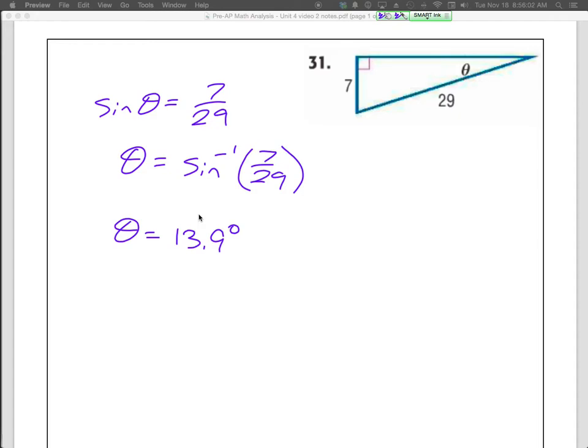So, what do we do first? Before the sine, we identified the two sides that we were given, the hypotenuse and the opposite. So identify your two sides, then determine the trig function, and then we did the inverse of the trig function. We only use the inverse of a trig function when we're looking for an angle. If I'm not looking to find an angle, it's going to be the regular trig function.